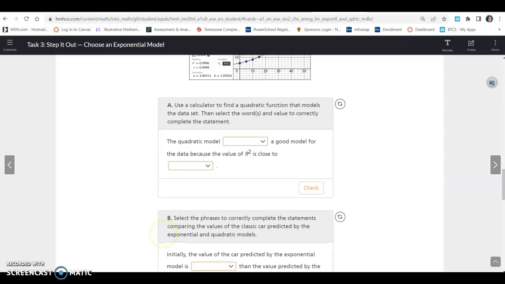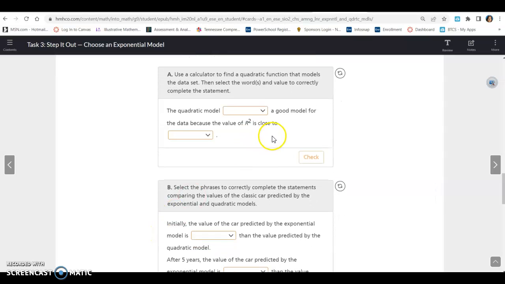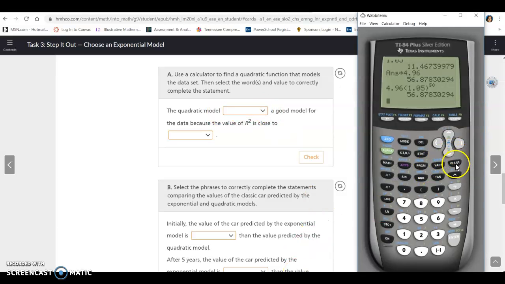So it says use a calculator to find a quadratic function that models the data set, then select the words and value to correctly complete the statement. A quadratic model. Okay, let's look at a quadratic model first. All right, so if we already have our points in there, I better check. Okay, our points are in here. So I'm going to go to Stat, Calculate, and I want to find a quadratic model.